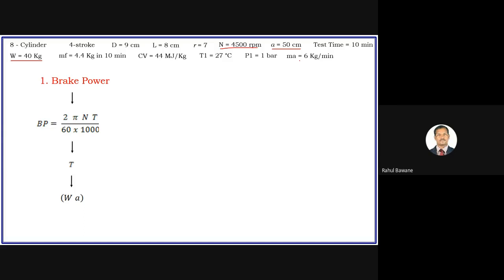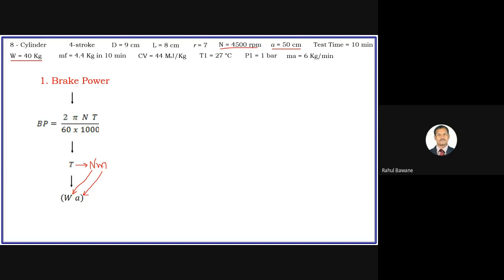Now, this question when asked in exam, maximum students make a mistake. They make the formula correct. Torque is equal to W into A. What is the unit of torque? Torque is calculated in Newton meter. Correct. So what is meter? Meter stands for offset distance, that is lever arm. It is given 50 centimeter. That's why we have to convert this 50 centimeter into meter. And this Newton stands for the net load. And here net load or weight is given in 40 kg.